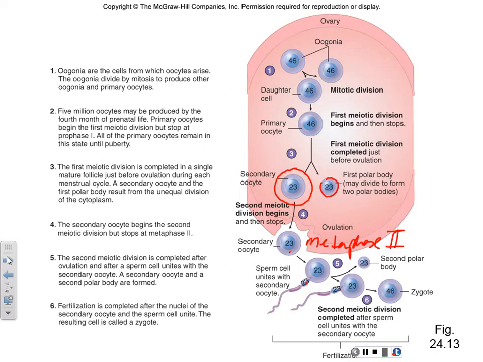And then it becomes a zygote with 46 chromosomes. And then life starts. Life is started at that time. Okay? So this is oocyte production. I mean, production of the ova, the egg cell, and fertilization. All right, to complete the process.